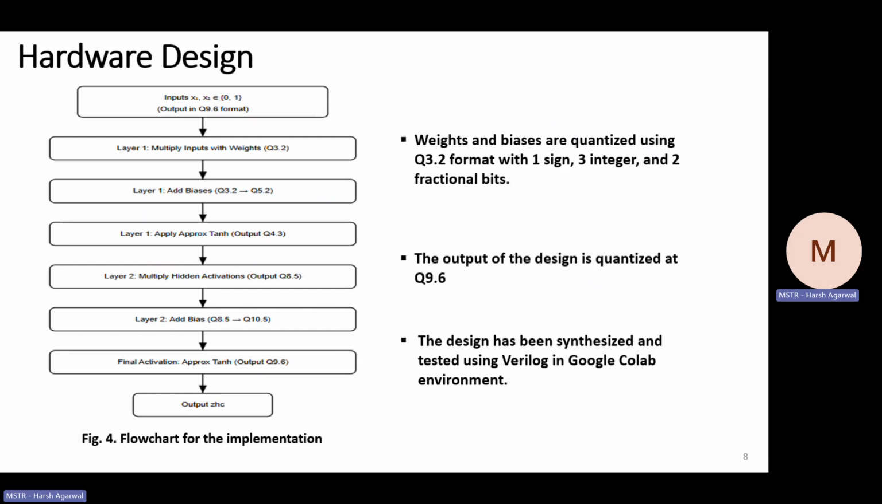Then we implement the activation function for the first layer. Once that is implemented, we do the implementation for the second layer, wherein we similarly multiply the activations with the weights, then add the biases to those multiplications, and finally do the final tanh approximation. That final tanh approximation is in Q9.6. This entire design was synthesized and tested using Verilog, in the Google Colab environment.